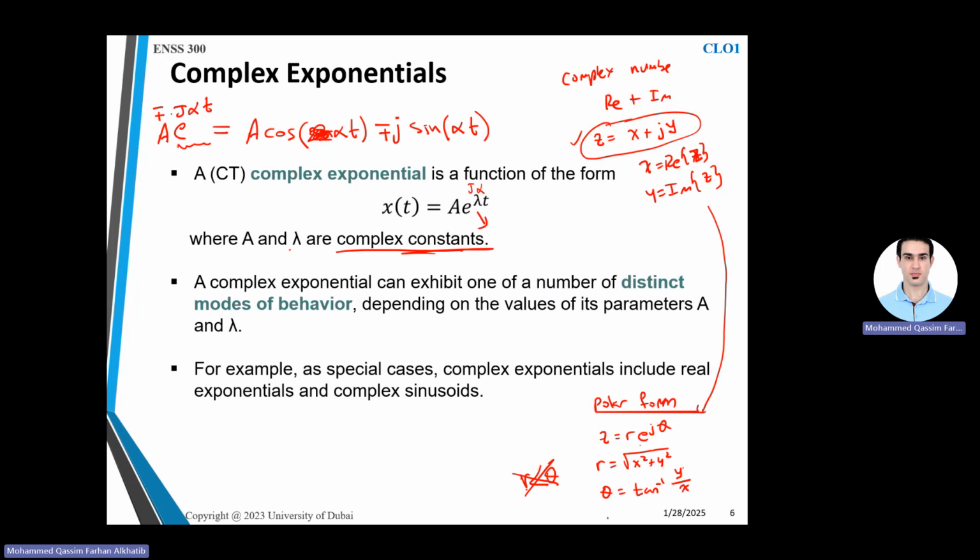Okay, so complex exponentials have different modes. Let's not worry about them. It is determined by the values of A and lambda. Special cases: complex exponentials include the real exponent and complex exponent, like alpha plus j beta. But you don't usually deal with alpha plus j beta. That's the standard one.